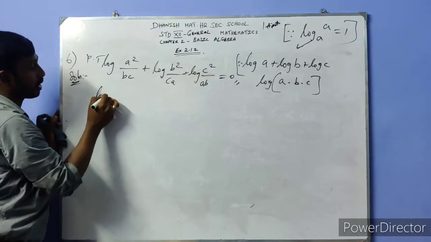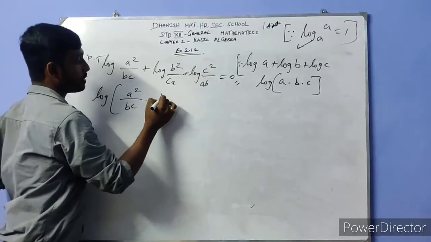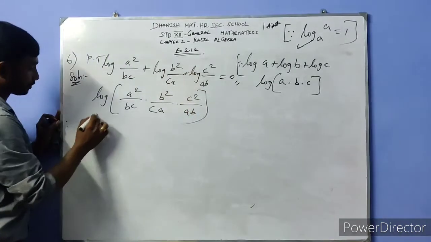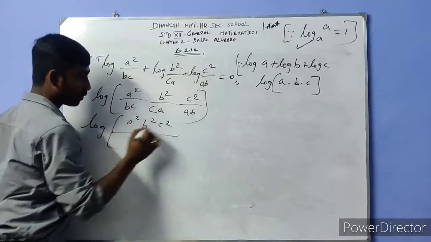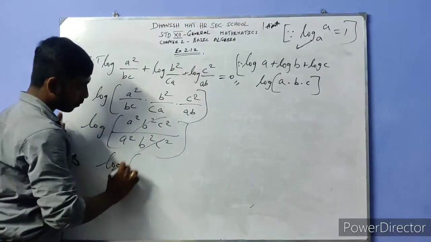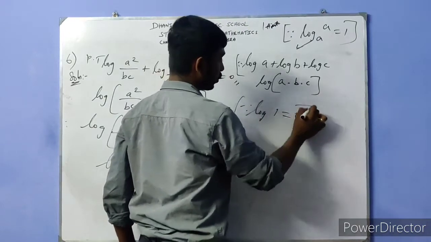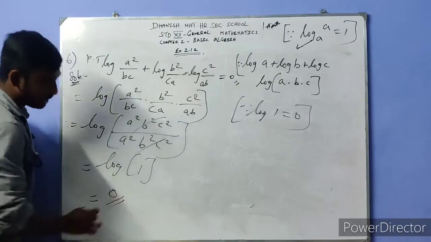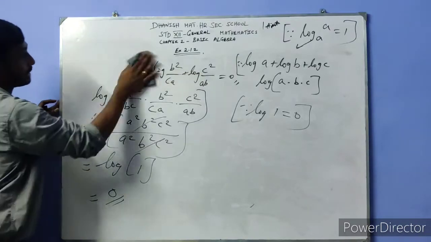Very easy one. If you take log commonly from this, what is the remaining value? A square divided by bc into b square divided by ca into c square divided by ab. So here we get a square b square c square divided by a square b square c square. Now I am cancelling this, and we get log 1. The value of log 1 is 0. So what is the answer we are getting? That will be 0. So here we have proved it. Hence we have proved this one. So let's see the 7th question.